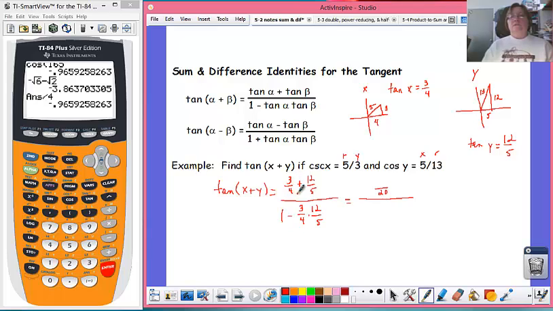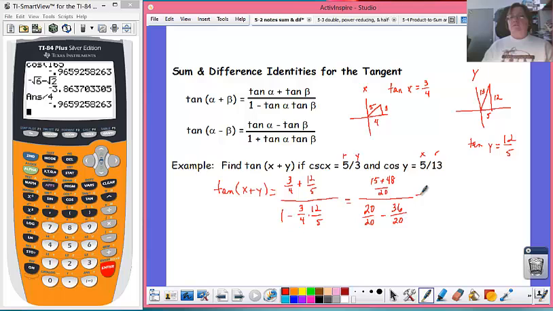4 goes into 20 five times, 5 times 3 is 15, so 3/4 becomes 15/20. 5 goes into 20 four times, 4 times 12 is 48, so 12/5 became 48/20. On the bottom, we'll be better off if we write that 1 as 20/20, because we're going to have a subtraction there. We're going to subtract from it 3 times 12, or 36/20. When you're multiplying, it's bottom times bottom. When you add or subtract, the denominator stays the same, but when you multiply, top times top, bottom times bottom.